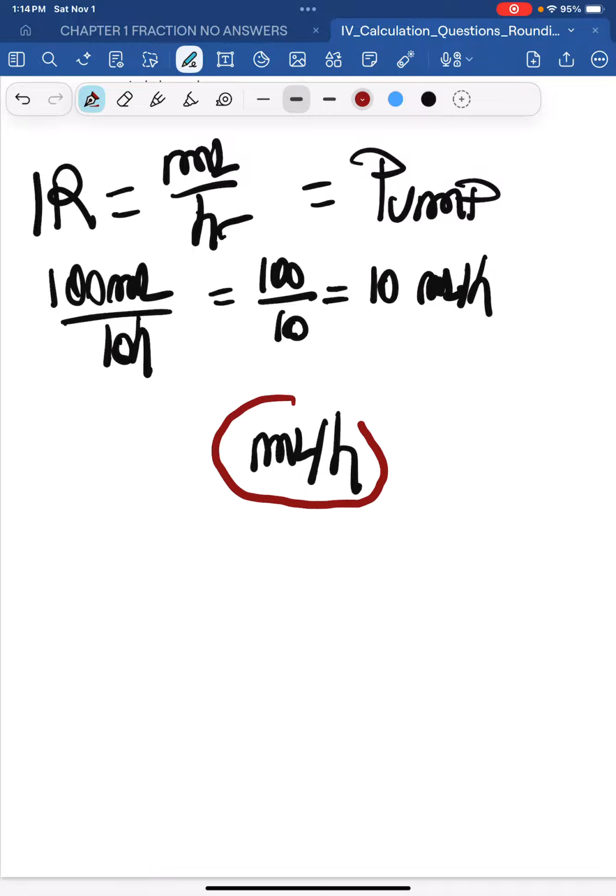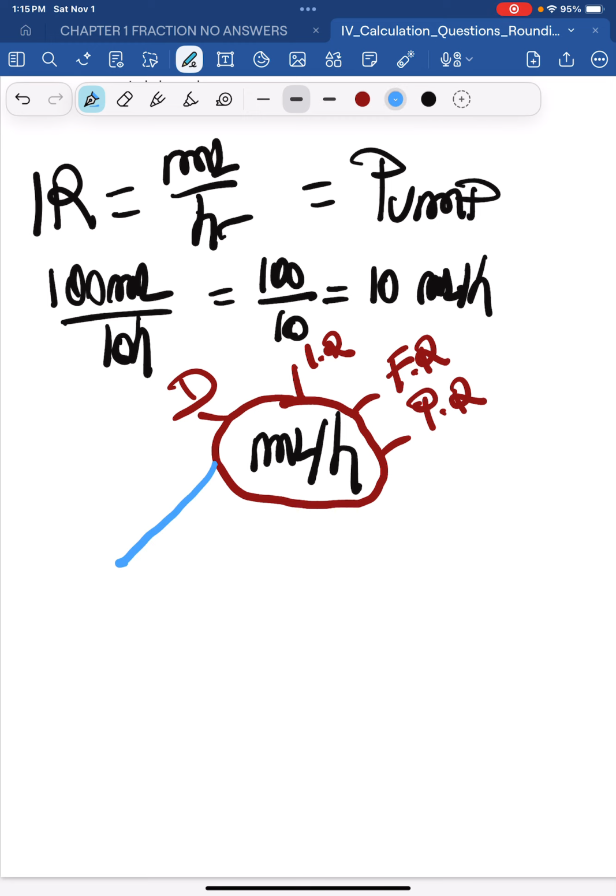Question involving milliliter per hour. Remember I told you, depending on where the question is coming from, milliliter per hour can be referred to as a flow rate. Some books refer to milliliter per hour as a pump rate. Some will call that an infusion rate, or sometimes dosage as well. So dosage, infusion rate, flow rate, pump rate. What I want you to know is milliliter per hour can go two separate ways. So you will use two different approaches depending on the scenario to solve questions regarding milliliter per hour.